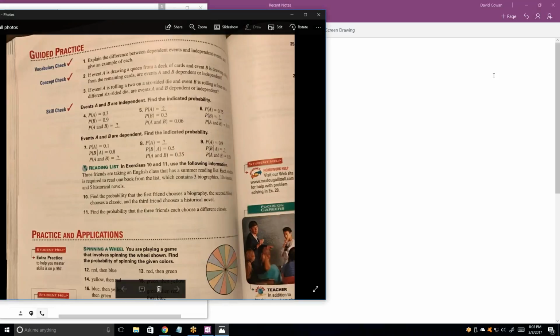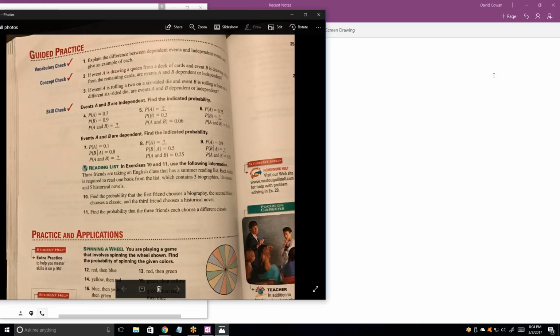Go ahead and explain the difference to me. Okay, and so give a dependent and give an example of each. Okay, so a dependent variable is a variable that depends on something else. And then independent or dependent events is when an event depends on something else.